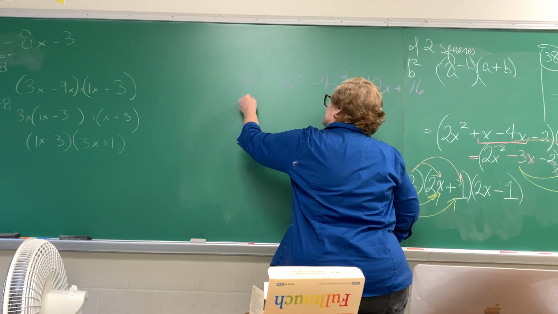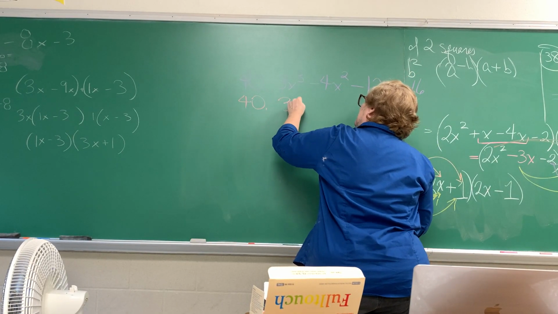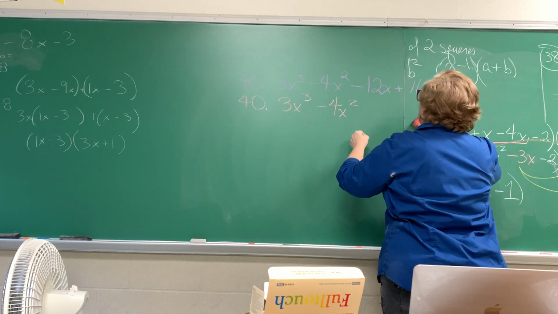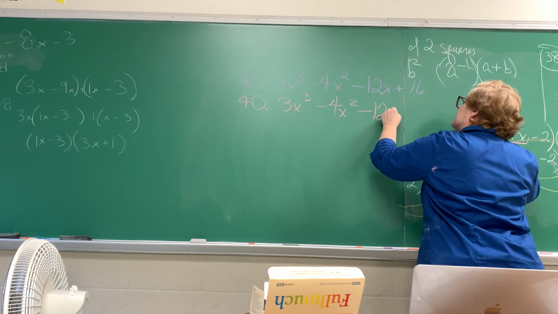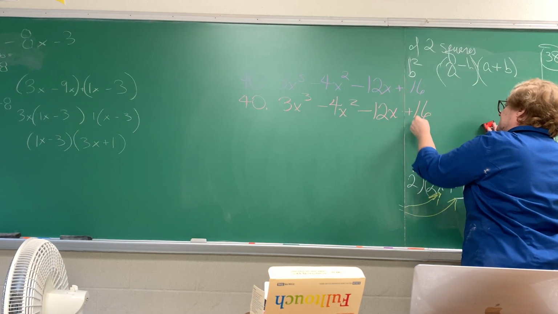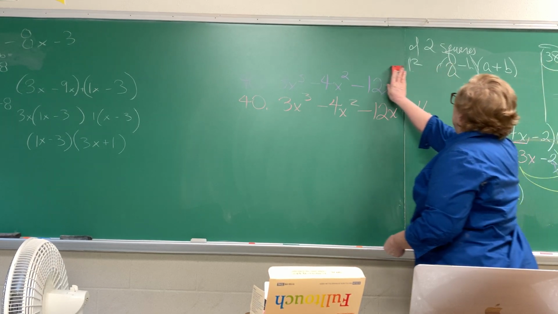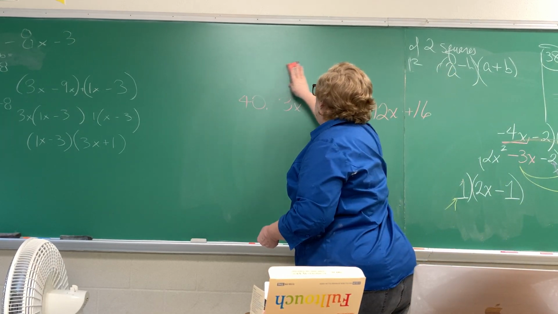So this is question 40. We're looking at 3x cubed minus 4x squared minus 12x plus 16. Does that one show up? Yeah. Okay, good. Thank you very much for doing this job.